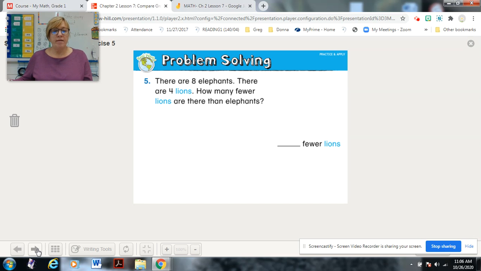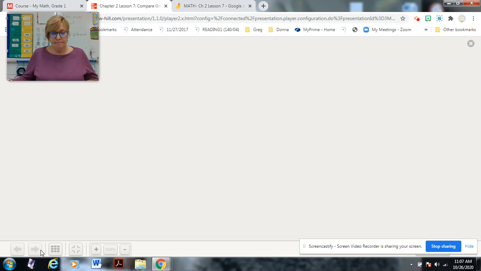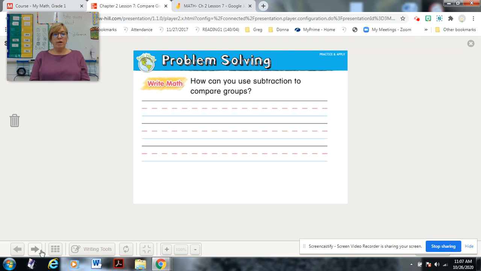All right, number 5. There are 8 elephants. There are 4 lions. How many fewer lions are there than elephants? Pause it now. 4 fewer lions. And number 6, there are 9 monkeys and 8 parrots in a tree. How many more monkeys are there than parrots? Pause. 1. Okay, now let's look at our write math.